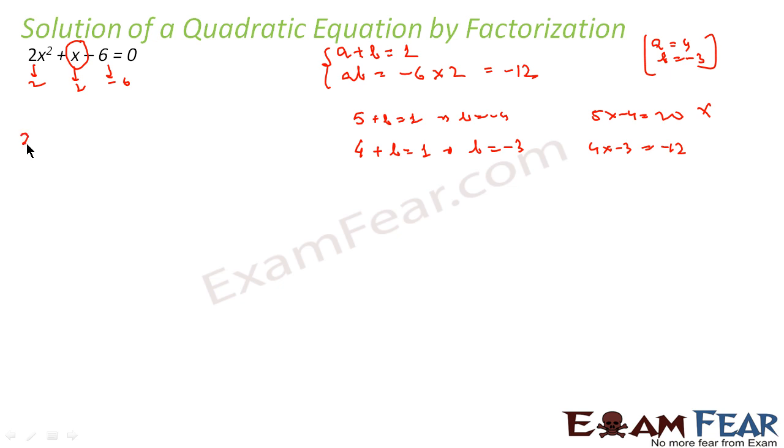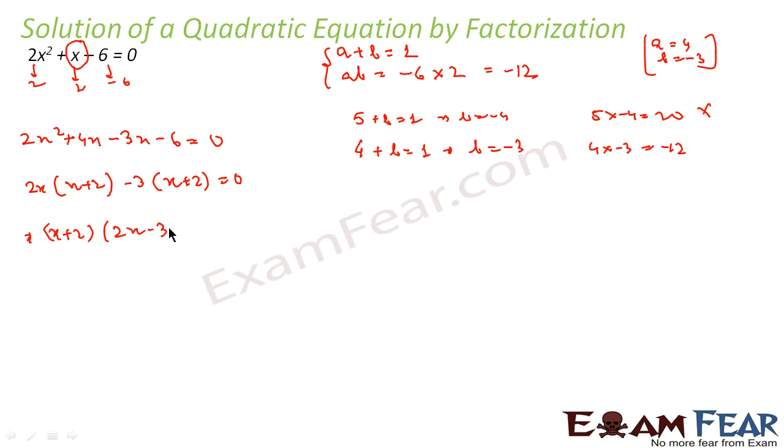So I can write this as nothing but 2x square plus 4x minus 3x minus 6 is equal to 0. So now if you see here in these two parts, 2x is common. This is nothing but 2x into (x plus 2). And in these two, 3 is common. Minus 3 into (x plus 2) is equal to 0. So what I get is (x plus 2) into (2x minus 3) is equal to 0. So x is equal to minus 2 or x is equal to 3 by 2.